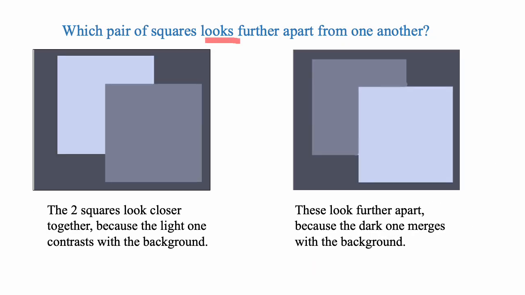Which pair of squares here look further apart from one another? Now that I have a black background instead of a white one from the previous slide, the opposite occurs. So the light colored square contrasts with the background. So these two look relatively close together. However, when the dark square merges with the background, then these two look further apart.